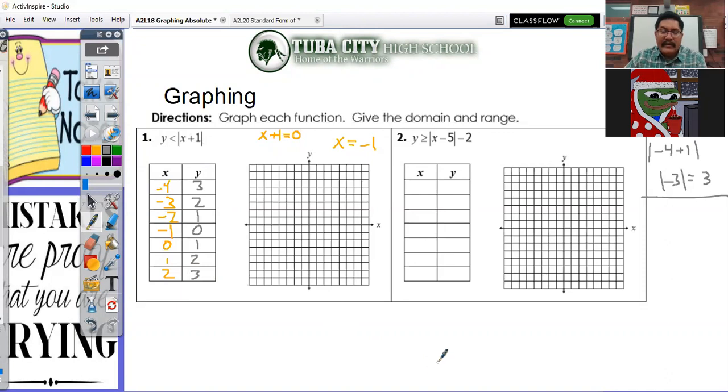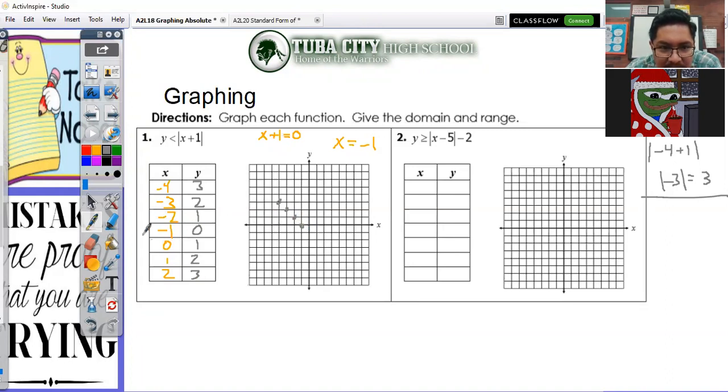And 3 is already positive, so let's go ahead and just put that down. Now we have enough points to start putting these points on the graph. So -4, 3. We graph this one right here, -4, 3. And then -3, up 2 for the next one. -2, 1 for this one.